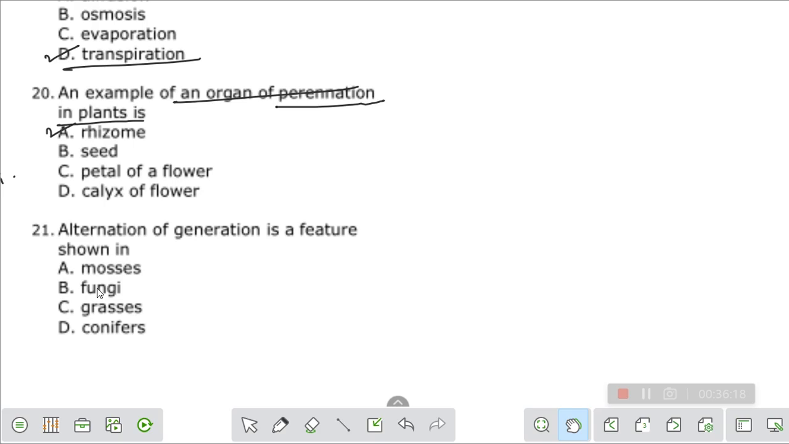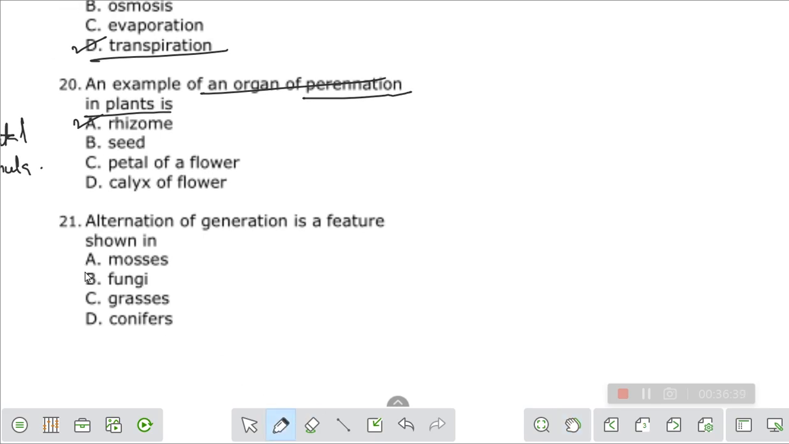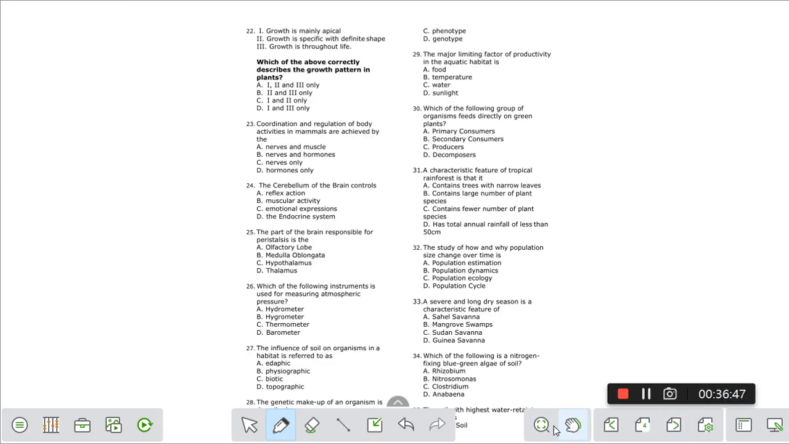So number 22. This is a question. Growth is mainly apical. Which of the following correctly describes the growth pattern in plants? I taught you growth too. Anything I teach you, I will not talk much about again. So which of the following above correctly describes the growth pattern in plants? Growth is mainly apical.